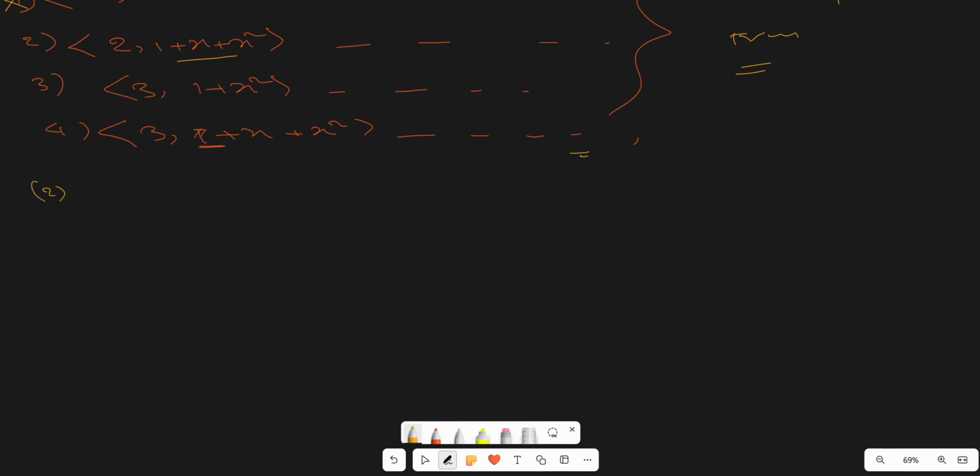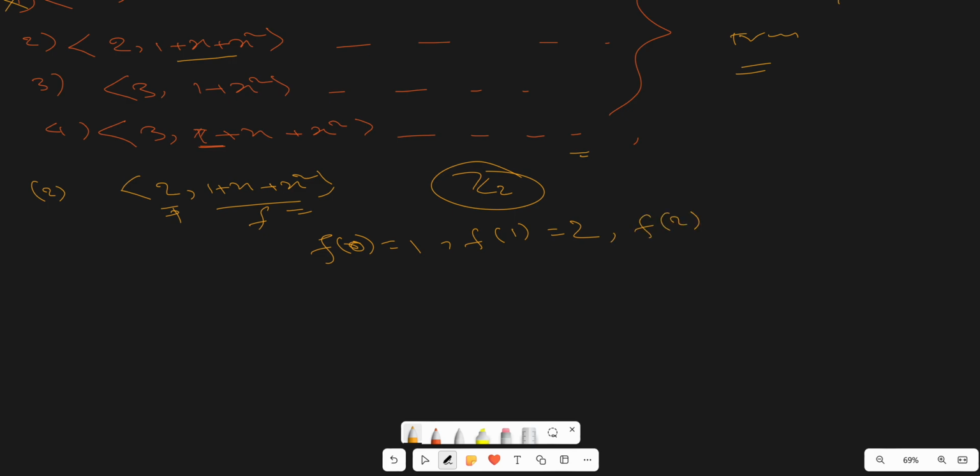So for 2, what you have is 2, 1 plus x square. So this is my f and this is my p. You have to check in Z2 whether this polynomial has a root or not. Does it have any root? Suppose f of 0 is 1. What will be f of 1?